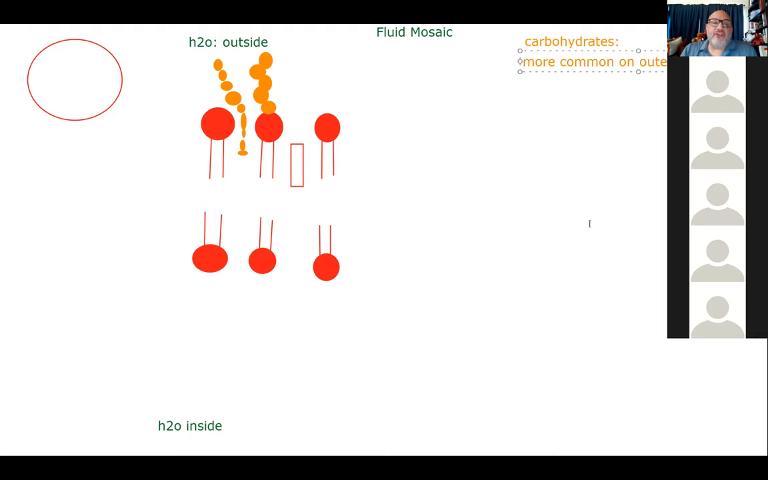The other reason you might want to have things like these carbohydrates, and proteins can play the same role, we'll talk about those in just a second, is also to act as a label. One of the important things for us to be able to do is tell the difference between our cells and things that are not our cells, right?